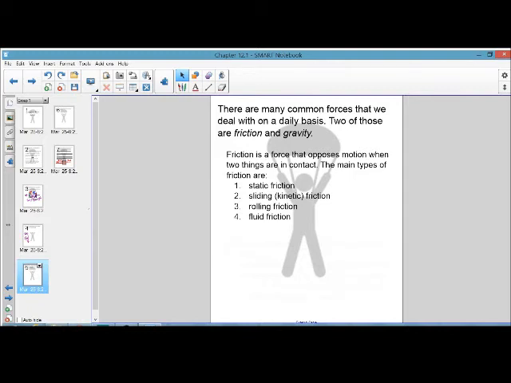So, an example of fluid friction is air resistance, because air is considered a fluid, as are all liquids and all other gases. And as something moves through air, the air molecules actually interact with that moving object and cause resistance, thus a fluid friction.